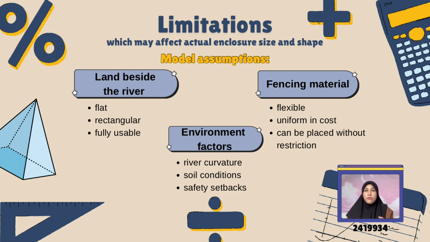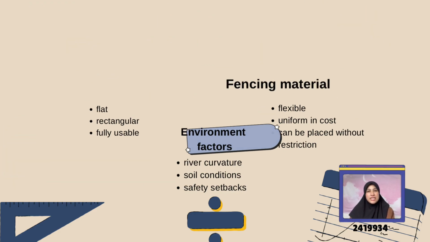The second one, the model also assumes that the fencing material is flexible, uniform in cost, and can be placed without restriction. Lastly, environmental factors such as the river curvature, soil condition, and safety setbacks are not considered. These factors could affect the actual enclosure size and shape. Therefore, while the mathematical model provides an ideal solution, adjustments may be needed when applying it to real-world conditions.